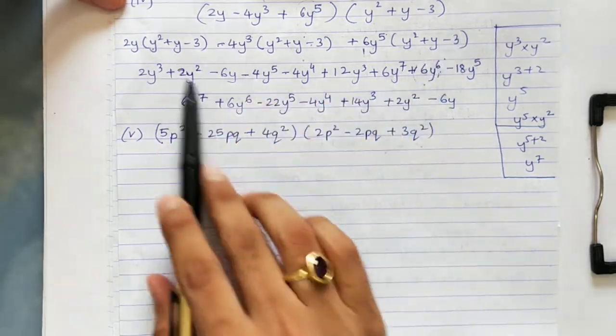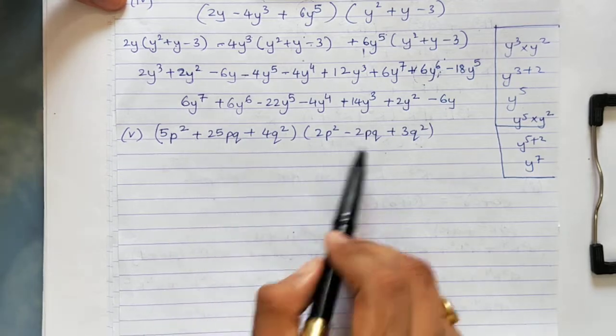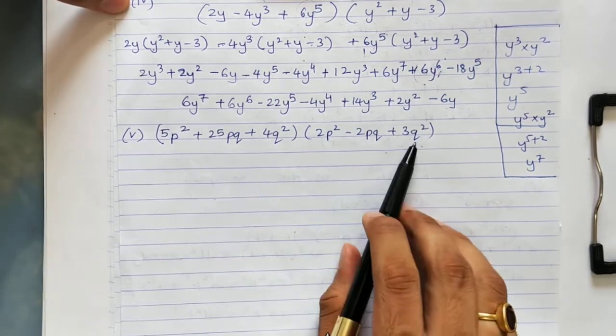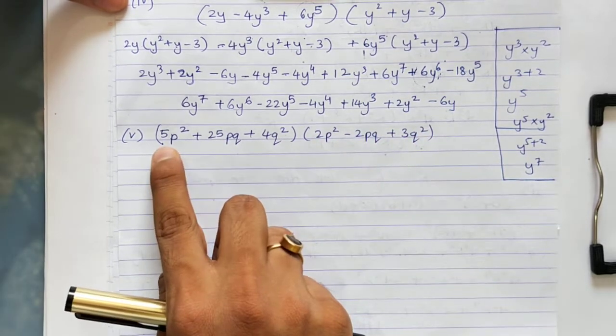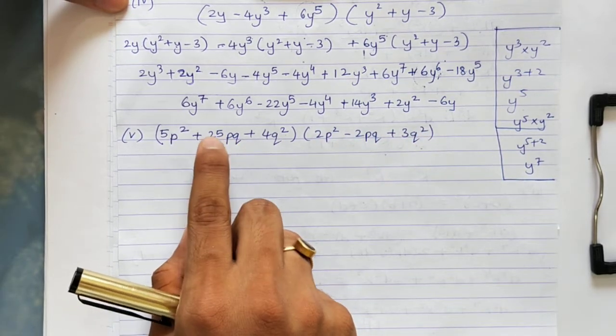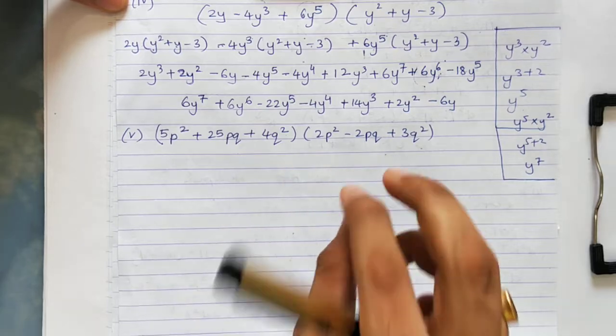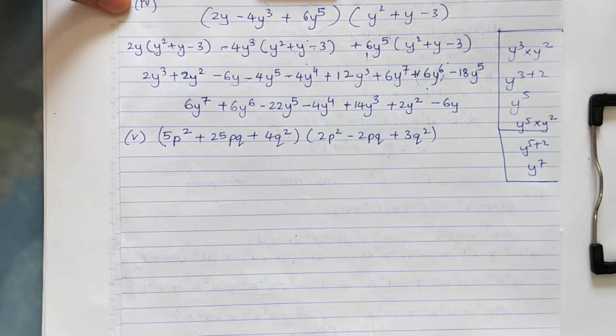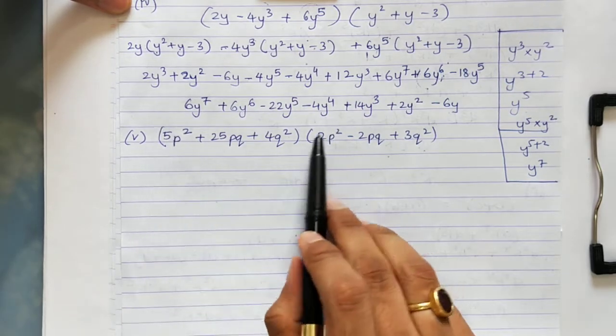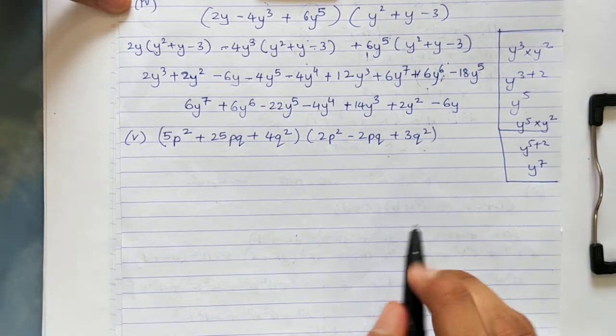You can pause the video and complete the sum. Let's start with the new sum. Again, this is the same: 3 terms here and 3 terms here. But there are too many terms, P, Q, numbers, everything, so the calculation will become more complex. Otherwise the sum is the same. We'll solve it in the same way: each term will get multiplied with the full bracket.